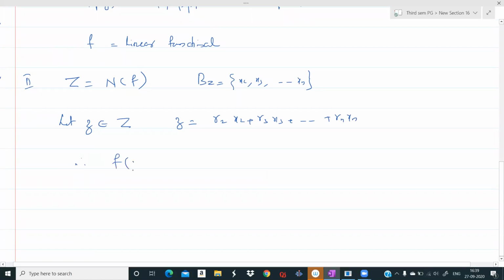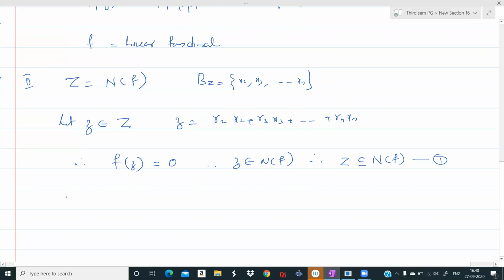Therefore, f of Z is equal to, by definition, the coefficient of x1, and the coefficient of x1 here is 0. So this is 0. So if you take any Z belongs to Z, f of Z equal to 0. Therefore, Z belongs to the null space of f. Therefore, Z is a subset of null space of f.